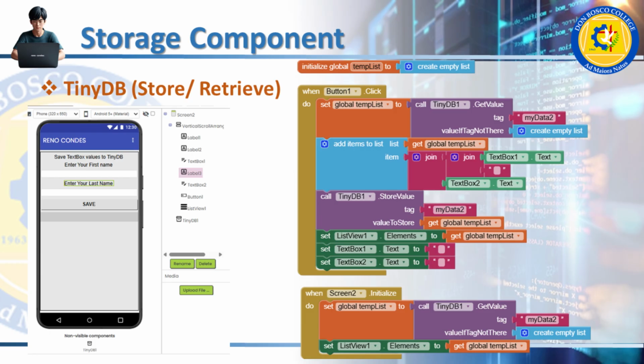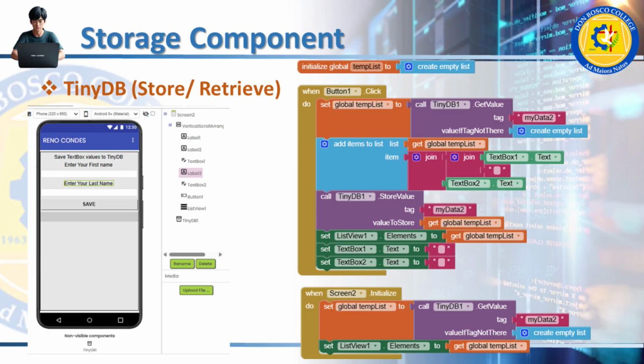The next code means that first, a global variable temp list is created as an empty list. Then, when screen 1 initializes, when the screen opens, the program sets the elements of list view 1 to the data stored in TinyDB1 under the tag MyData, or to an empty list if there is no data yet. And now, let us proceed to a demonstration. Please follow me so that you can identify the components to be used and learn how to create the blocks.